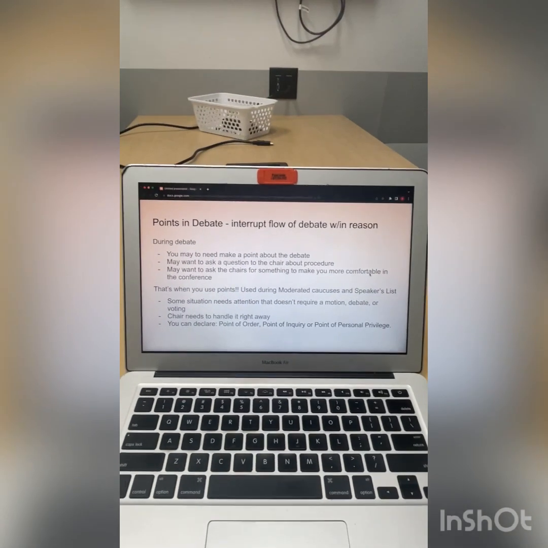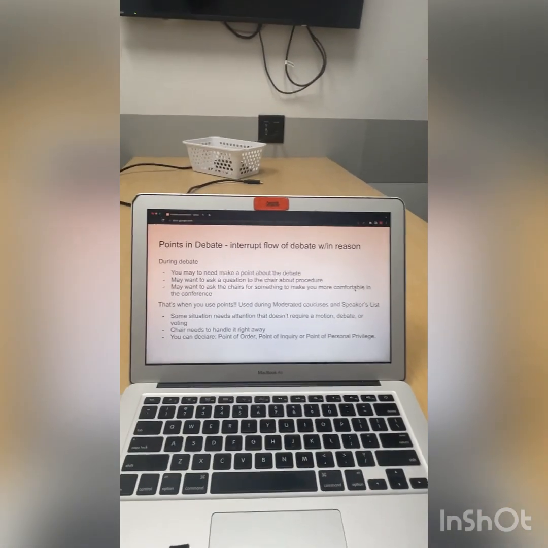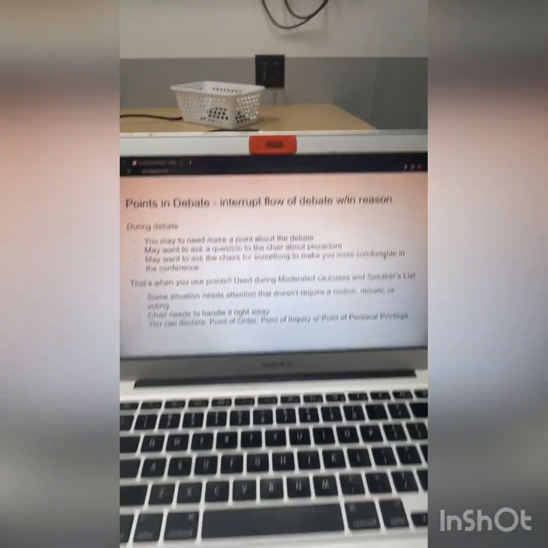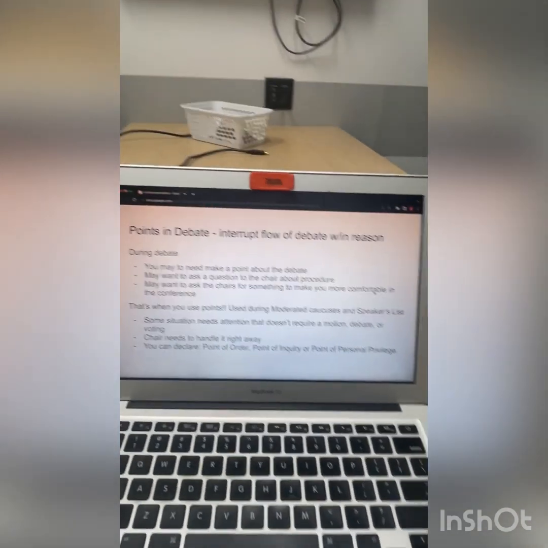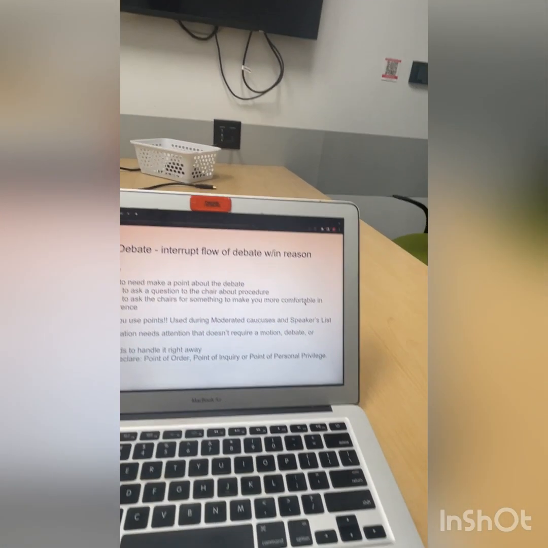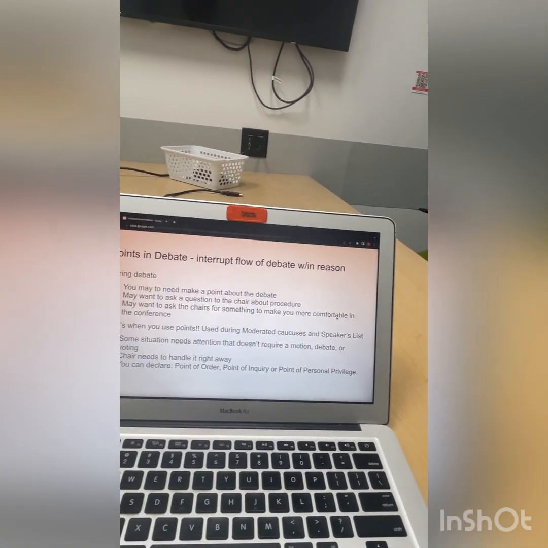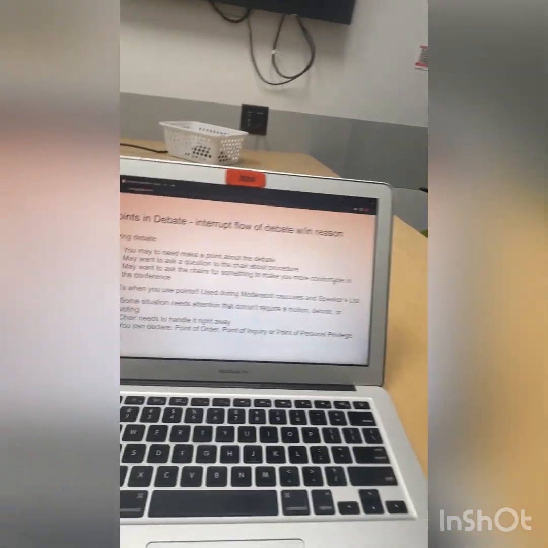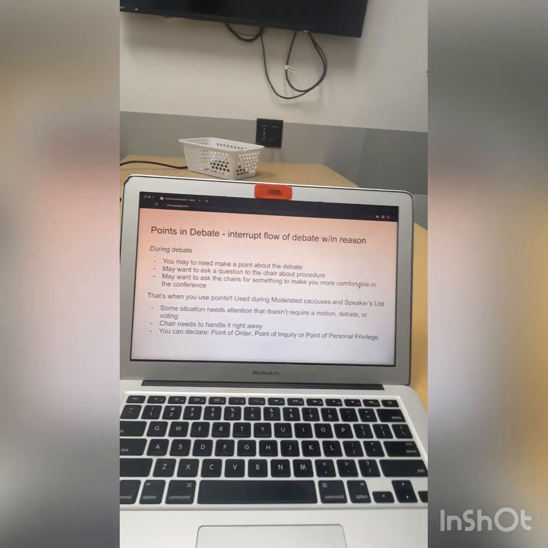So let's go over to points of debates. So points of debates, they kind of interrupt the flow of debate, but within reason. So during the debates, you may need one of these because you might need to make a point about the debate, and you might want to ask a question to the chair about some of the procedures, or maybe you just want to ask something to the chair to make you feel more comfortable. Maybe we'll go more on that after.